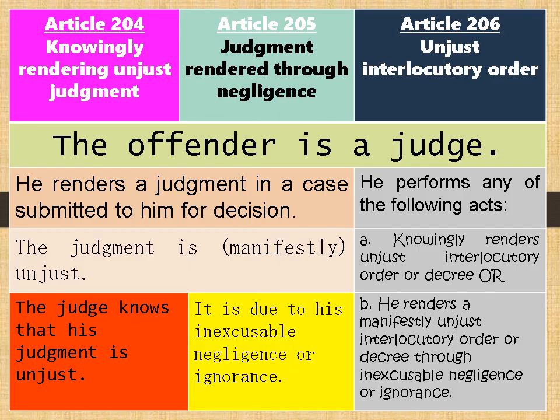Article 206 is your combination of your Article 204 and 205. Here again, the offender is a judge and he performs any of the following acts. Number 1, he renders an unjust interlocutory order, and when he renders this unjust order, he has knowledge. And in letter B, he renders a manifestly unjust interlocutory order or decree, and that is through inexcusable negligence or ignorance. So there.